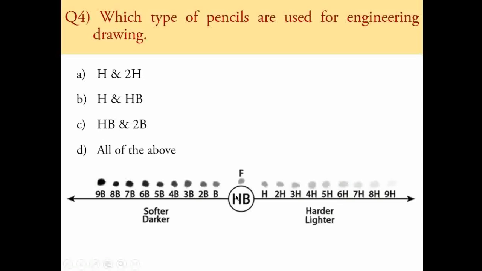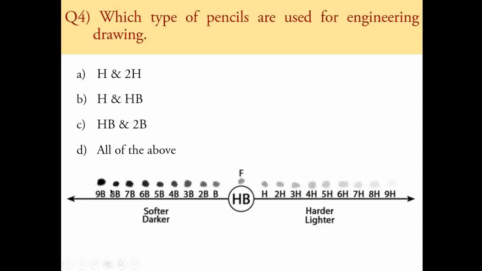Likewise, the middle one, HB, is somewhat darker. But if you observe the left side grade pencils, which are marked B, they are called softer pencils, softer and darker. And with B, 2B, 3B, 4B, likewise up to 9B, the shade of the pencil is going to increase. The darker shade will be there.